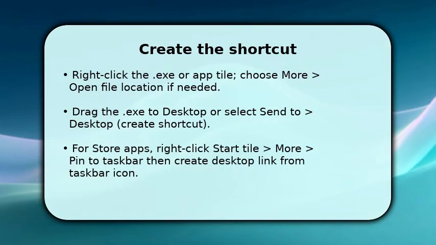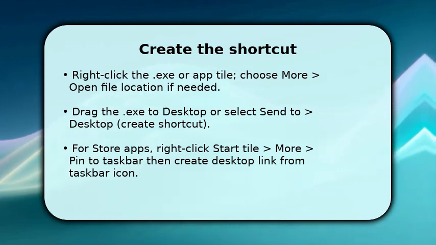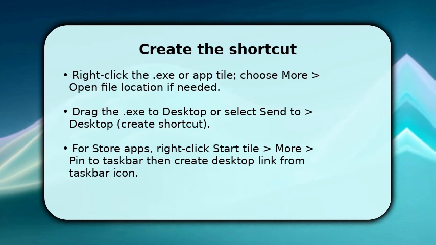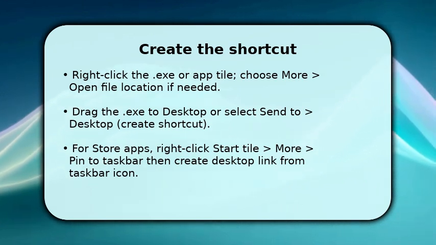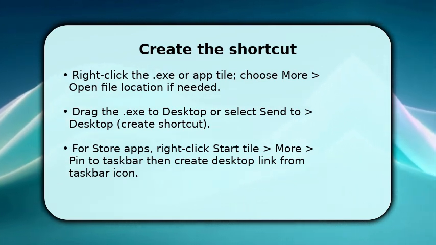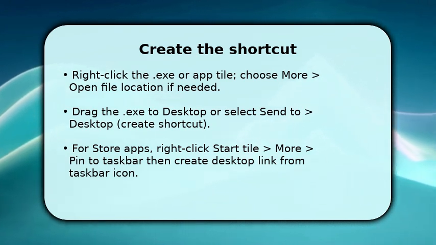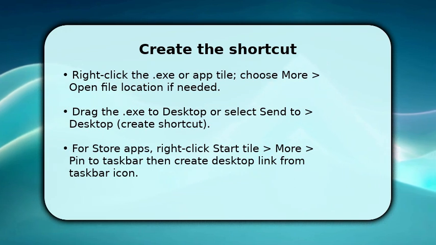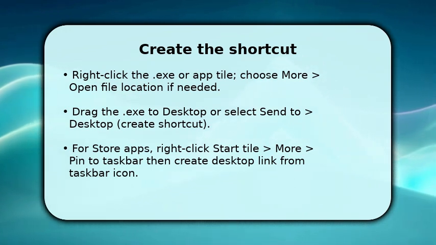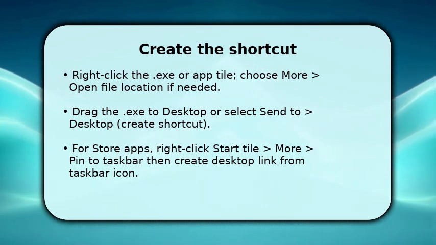Now create the shortcut. If you're in File Explorer, right-click the exe and choose Send to Desktop, Create Shortcut, or simply drag the file onto the desktop while holding the right mouse button and select Create Shortcut here. If you started from Start, use More, Open File Location to expose the executable, then proceed. For Microsoft Store apps, pin to Taskbar first, then right-click the taskbar icon to open File Location or use a third-party utility. This handles apps without direct exe links.